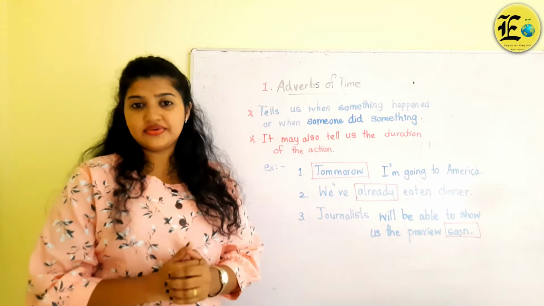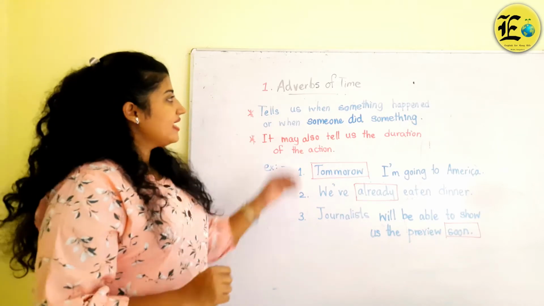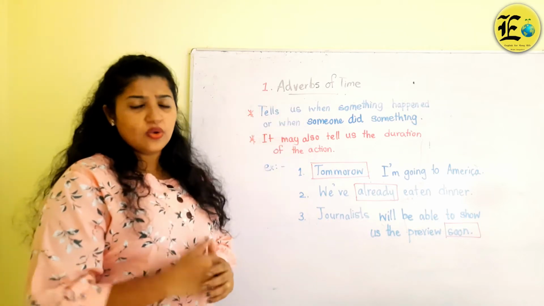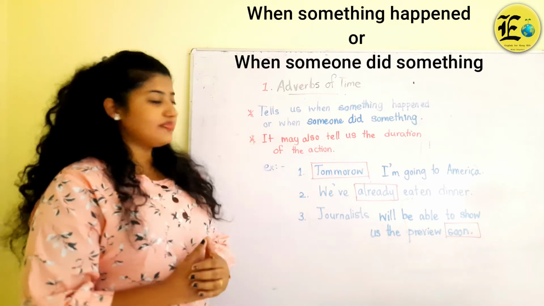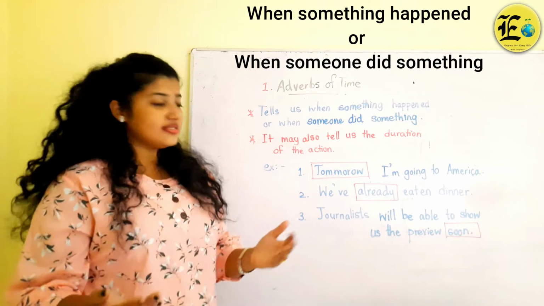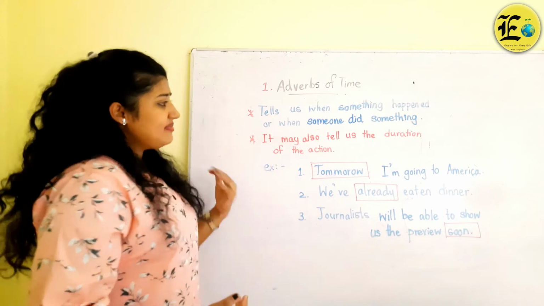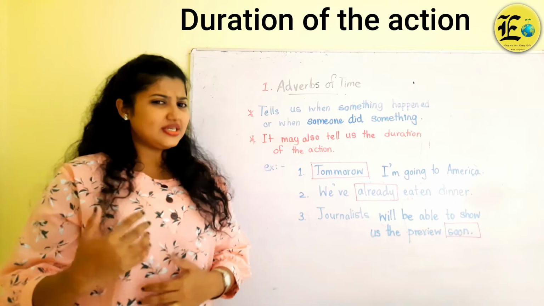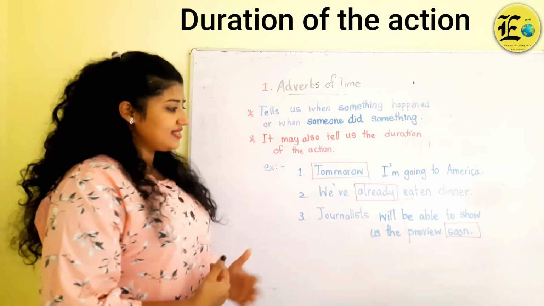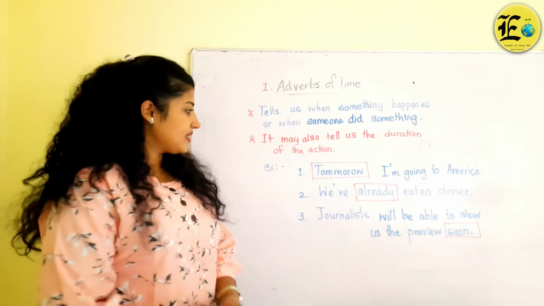The first category that comes under the different types of adverbs is number 1, adverbs of time. What is an adverb of time? It tells us when something happened or when someone did something. For example, it may also tell us the duration of the action. Let us have a look through these examples and understand what an adverb of time is.